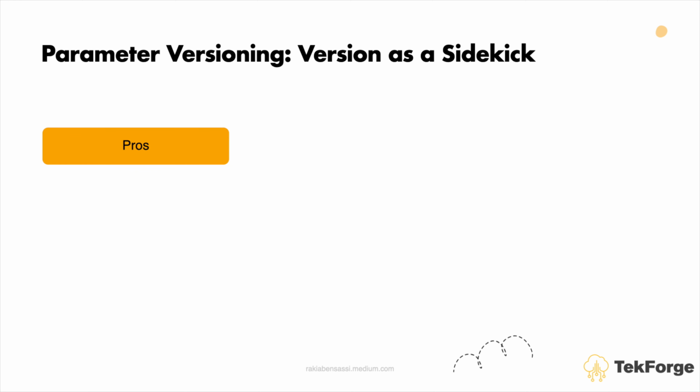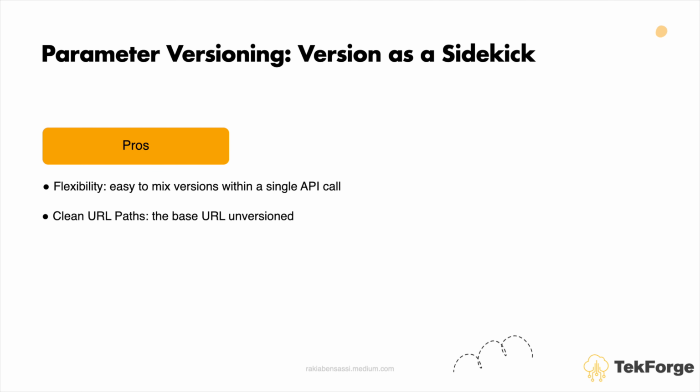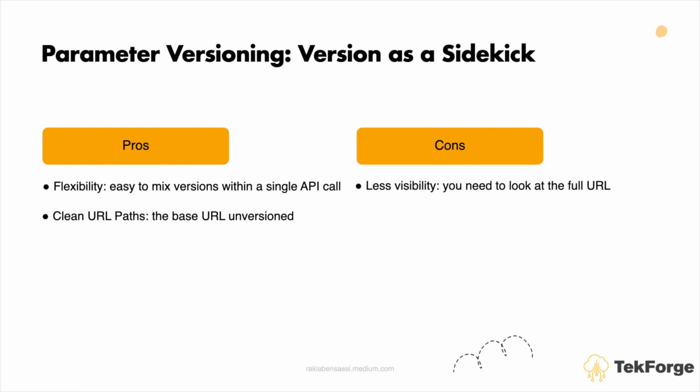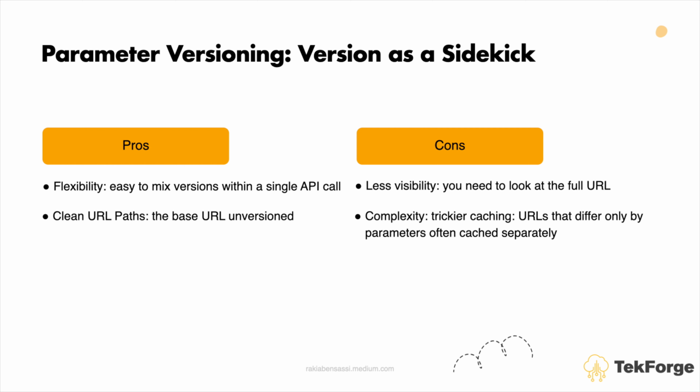As advantages, this approach offers flexibility. It's easy to mix versions within a single API call if parts of your API mature at different rates. Clean URL paths. It keeps the base URL clean and unversioned. The disadvantages or cons: less visibility. It's a bit of a hide and seek for the version info. You need to look at the full URL to find the used version. Complexity. Caching gets trickier because URLs that differ only by parameters are often cached separately.